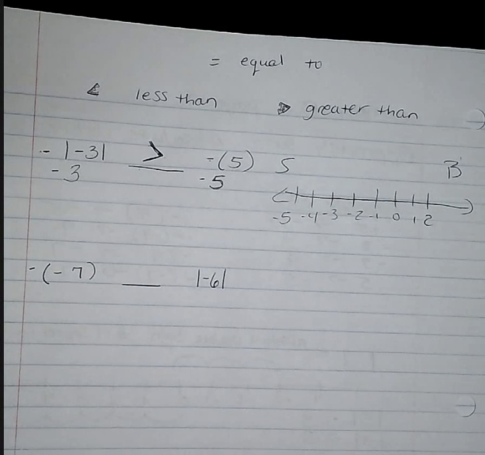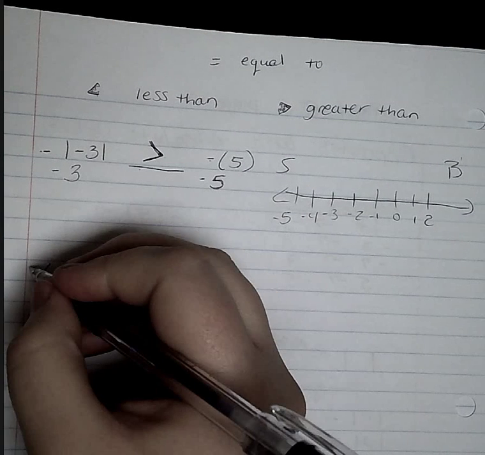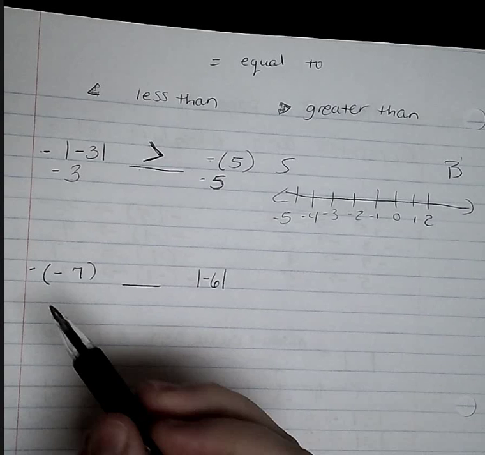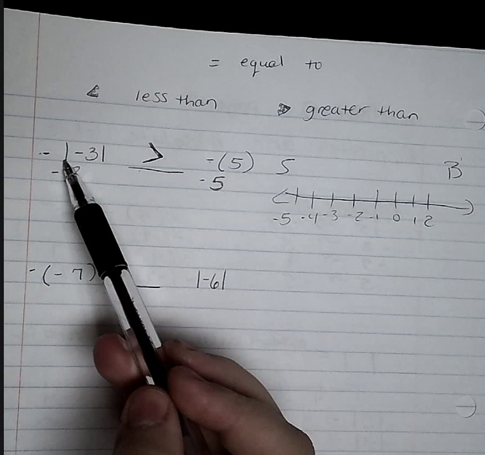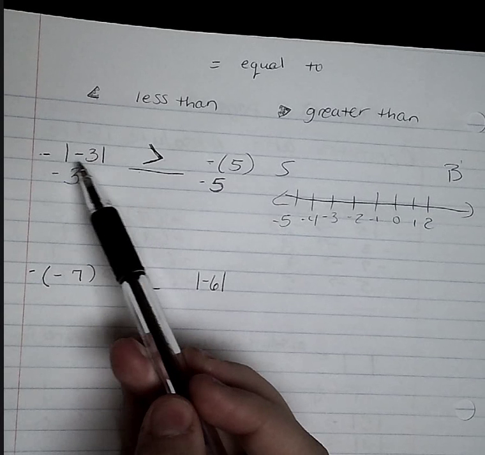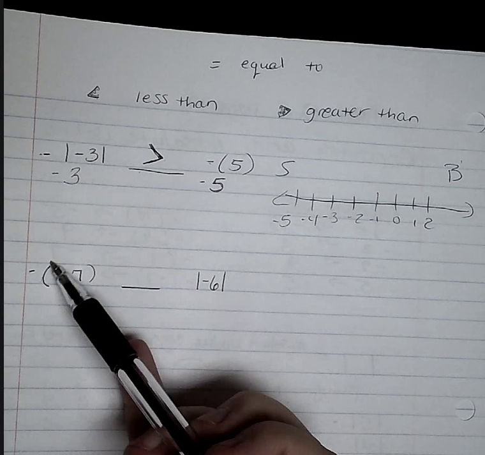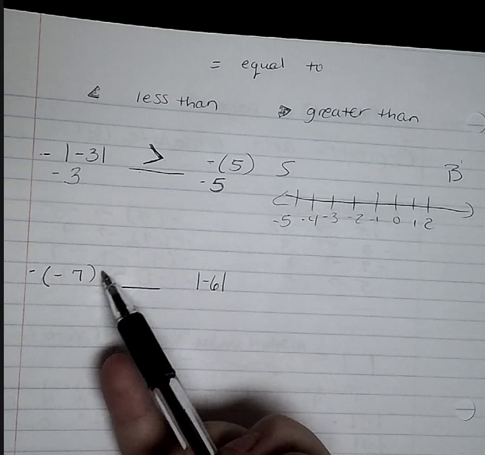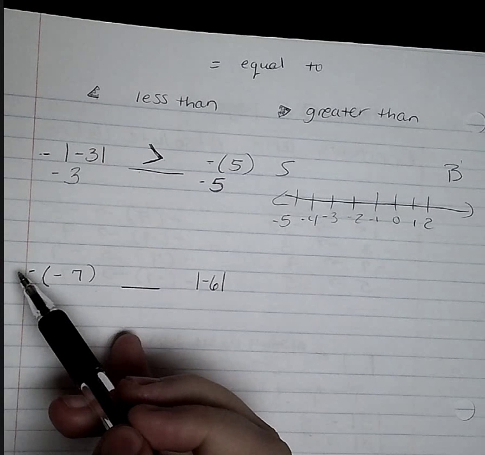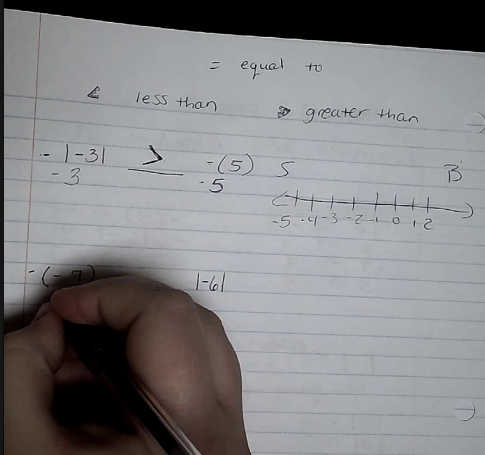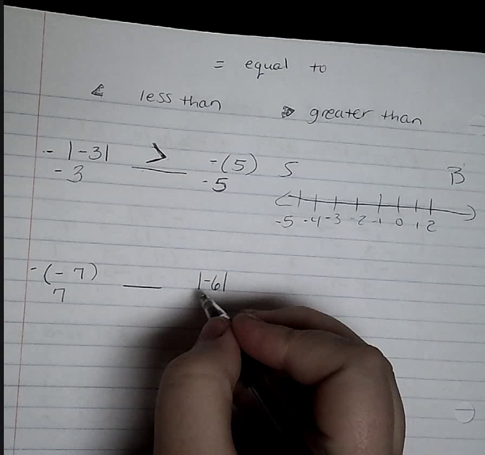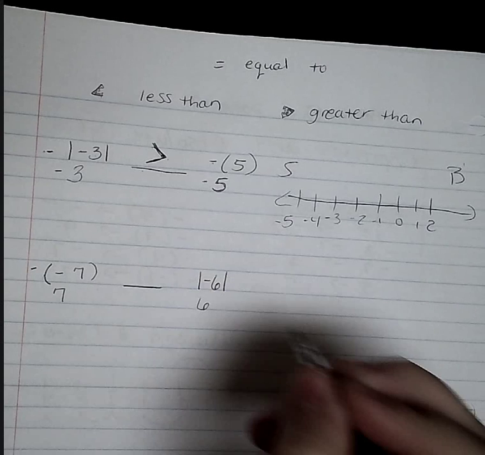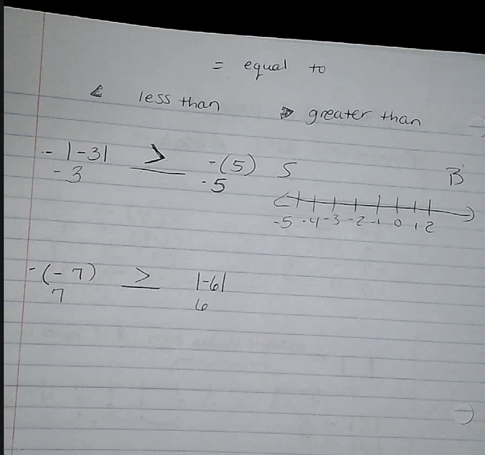Okay? So the opposite of negative 7, notice how it's not the opposite of the absolute value. Notice the difference. If you've got the bars that are straight up and down, that's absolute value. But over here, these are parentheses. So that's why we say the opposite of negative 7. The opposite of negative 7 is a positive 7. And the absolute value of negative 6 is a positive 6. That one's pretty easy. 7 is greater than 6.